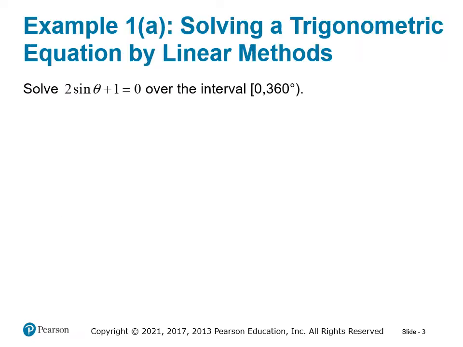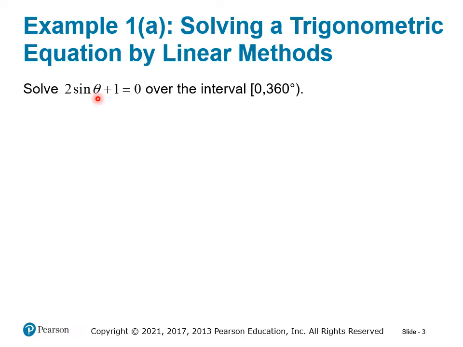So let's look at our first problem. Solve 2 sine theta plus 1 equals 0 over the interval 0 to 360 degrees. So we know that theta is going to be in degrees. And so in this problem, it's pretty straightforward. It's a linear equation, and we're trying to solve for theta. This gives us the domain of theta.